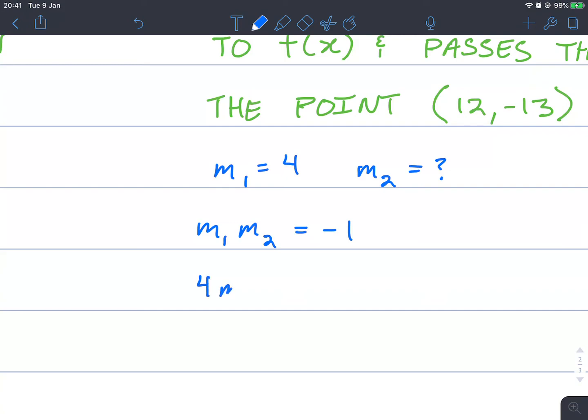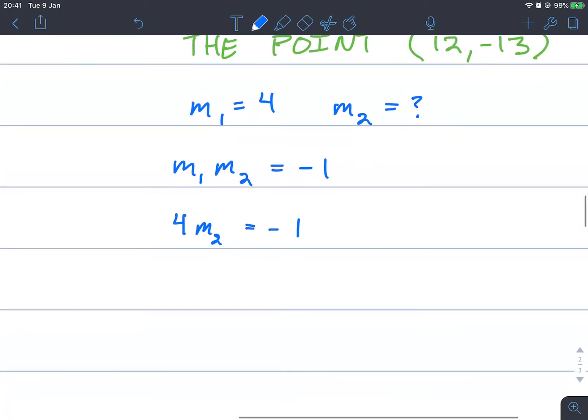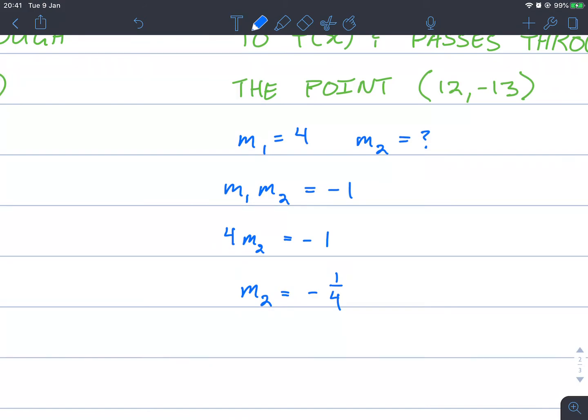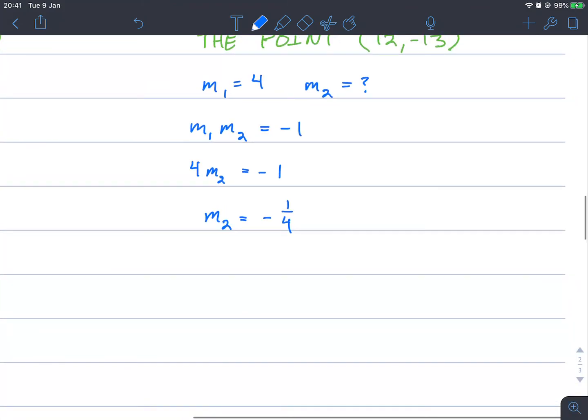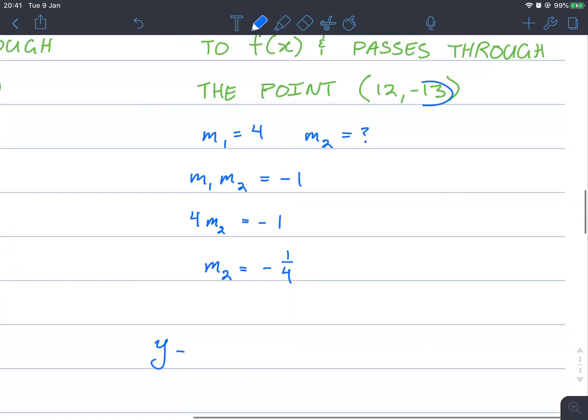We get 4 m2 is equal to negative 1. And so m2, by dividing by 4 on both sides, we get m2 equals negative 1/4. So that is the gradient we'll be using for this equation. And for this, we need the point 12, negative 13. So substituting all this, we get y minus 13 equals the gradient, negative 1/4, bracket x minus x1, which is 12.